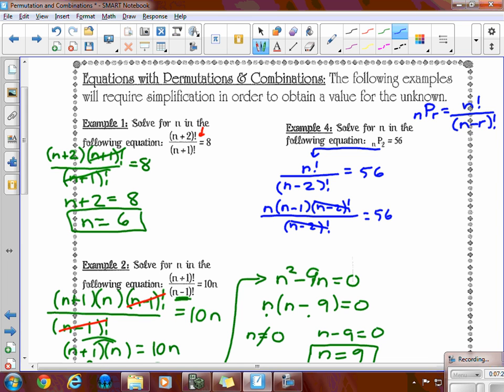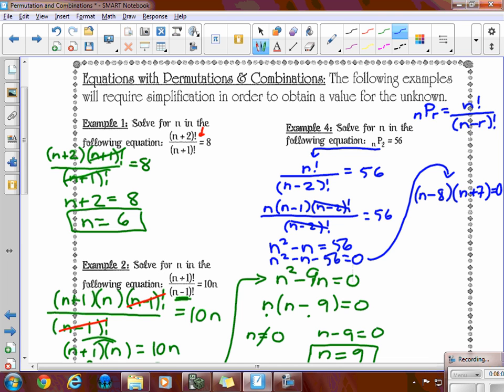These will cancel. I'm just left on the top here with n times n minus 1, so I can simplify that to n squared minus n equals 56. Just like the last example, I'm going to bring everything over to make a quadratic equaling 0. So I got n squared minus n minus 56 equals 0. Getting a little crunched for space here, but I'll move the work up to here. I need to factor that quadratic, and if I factor it, we can see that it turns out to be n minus 8 and n plus 7 equals 0. Those are the factors of n squared minus n minus 56.